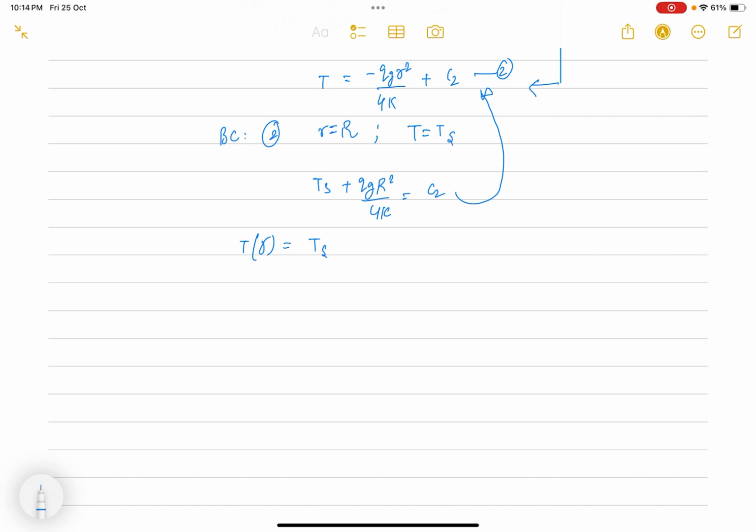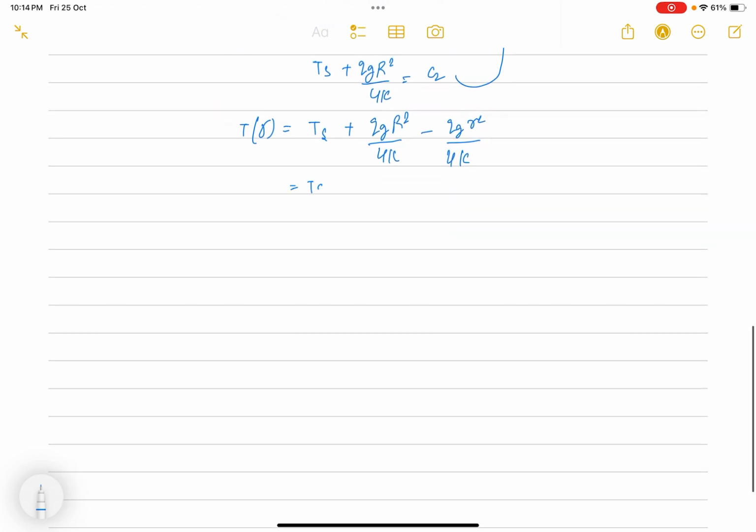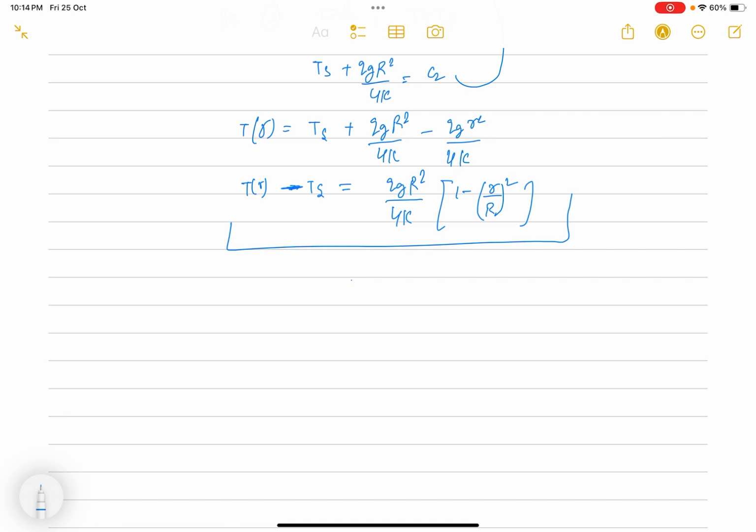Plugging this value in the second equation, we get the temperature as a function of r as T equals Ts plus qg R square divided by 4k minus qg small r square divided by 4k. We can take Ts to the left hand side: T of r minus Ts, and taking qg R square common, we can write it like this. So T varies as a function of r square, so it is the equation of a parabola. Inside the cylinder, the temperature profile from the center to the surface will be parabolic in shape.